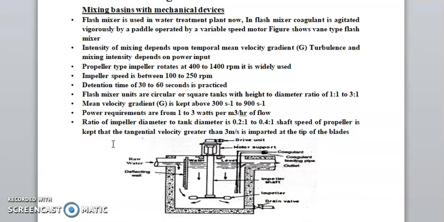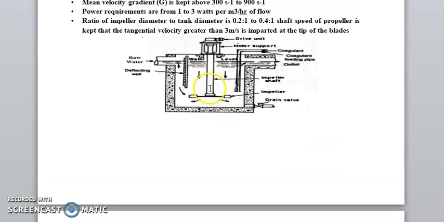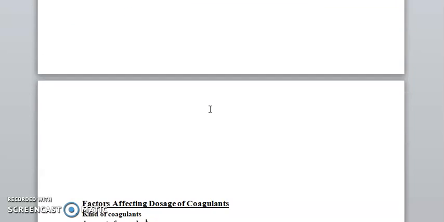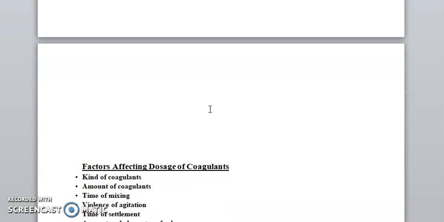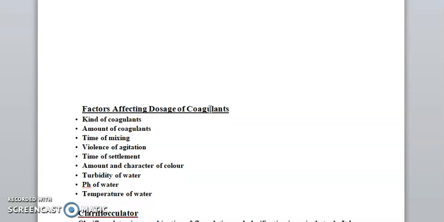This is the mechanical process. This is a fan, a different type of fan. Here it will rotate, and the raw water overflows. This is concrete, with the motor support, and it will rotate. The main factors affecting the dosage of the coagulant are the kind of coagulant, the amount of the coagulant, the mixing time, and the settlement and turbidity of the water.